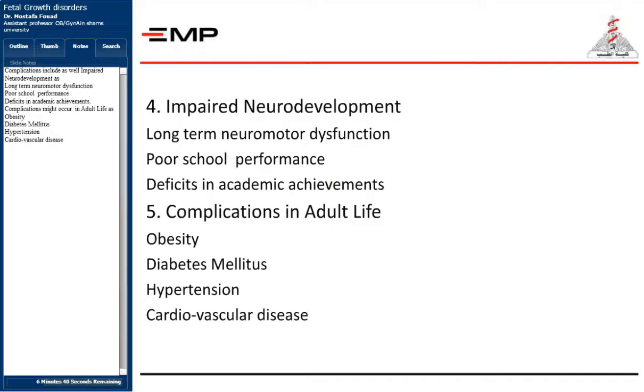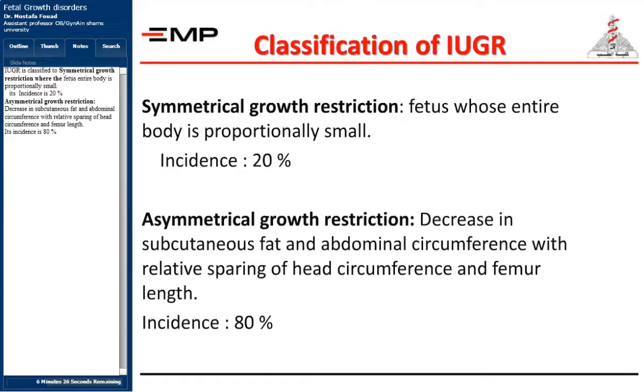Complications might occur in adult life, such as obesity, diabetes mellitus, hypertension, cardiovascular disease. IUGR is classified into symmetrical growth restriction, where the fetus' entire body is proportionally small. Its incidence is 20%. Asymmetrical growth restriction: decrease in subcutaneous fat and abdominal circumference with relative sparing of head circumference and femur length.